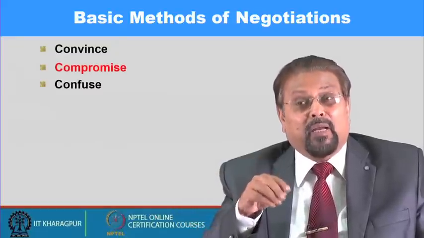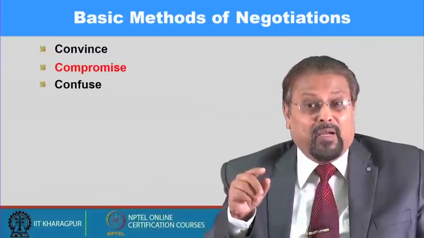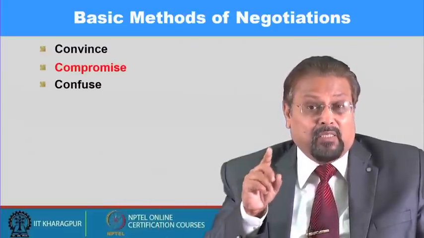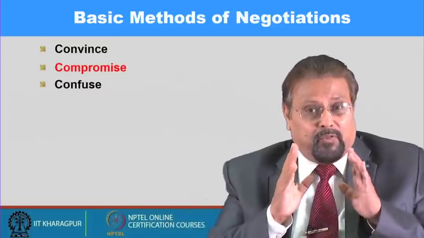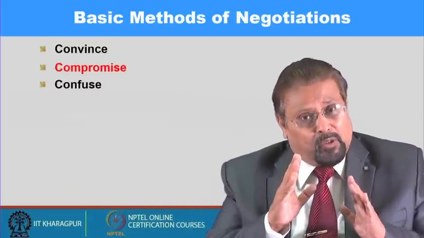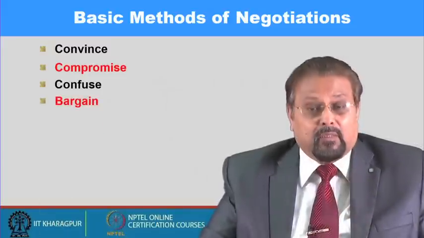And if you find that what this person has said was right, then you have a chance of rejecting. But if you find that what they have said is wrong, then you are in a better position to negotiate with them. So confuse is also a method of negotiation. That's why I put it here. Other methods, bargain.